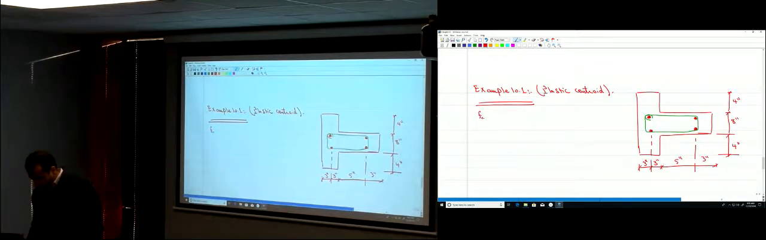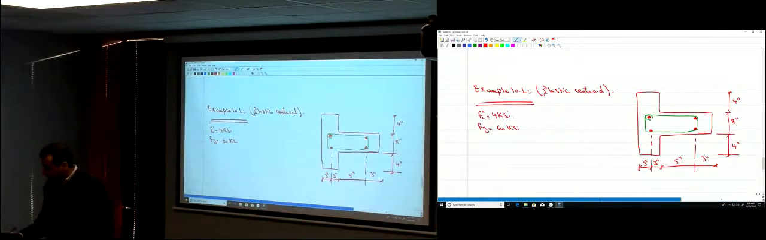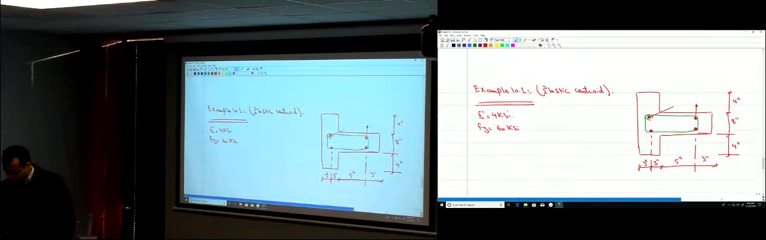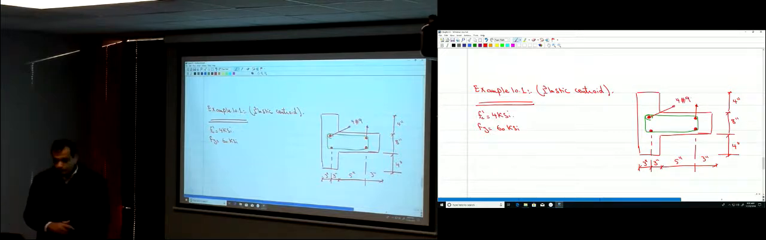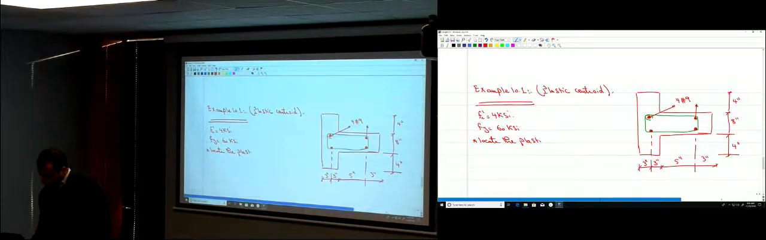So here you need the properties: f'c for the concrete is 4 ksi, and for the steel you have grade 60, so fy is 60 ksi. The steel that we have over here is 4 number 9 bars. And we're required to locate the plastic centroid for the shown section.